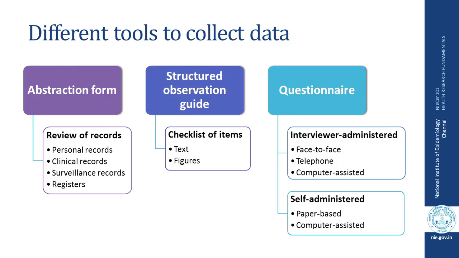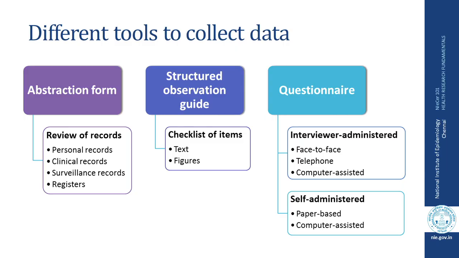Secondly, another tool that we have for collecting data is a structured observation guide, which is very useful when we would like to document certain processes, whether they are happening, the way they are happening, whether they are happening in time or not, are the objectives met. And for this purpose, we may use a checklist of items that we would like to collect data on, which could be either textual or figurative.